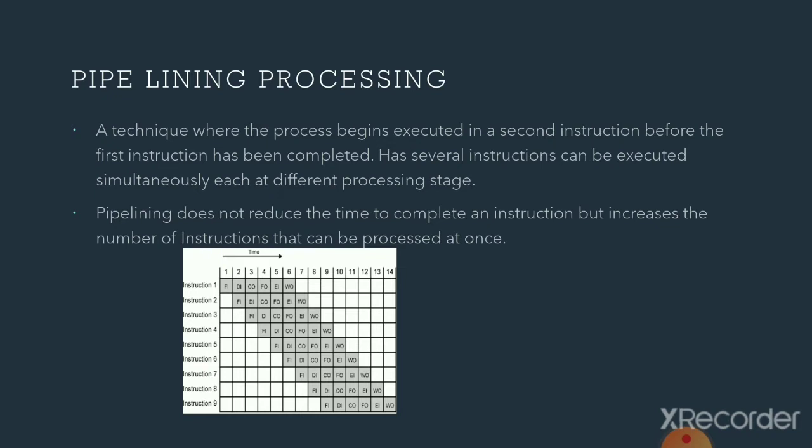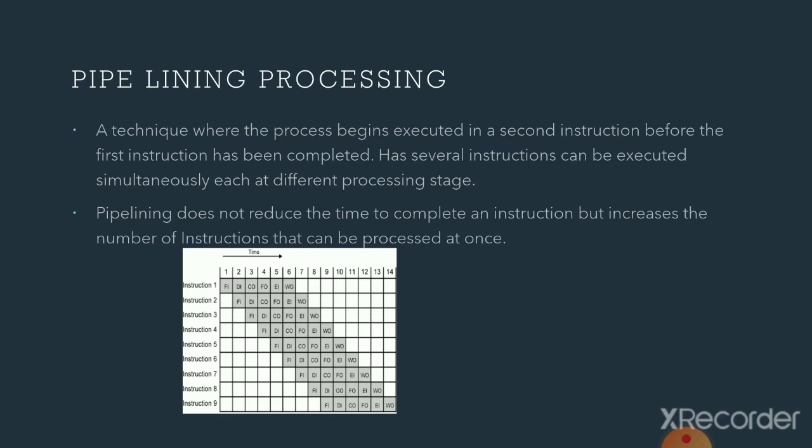Then pipelining processing. In this processing, the second instruction begins executing before the first instruction has been completed, as several instructions can be executed simultaneously, each at a different processing stage. Pipelining does not reduce the time to complete an instruction, but increases the number of instructions that can be processed at once. You can see the diagram.